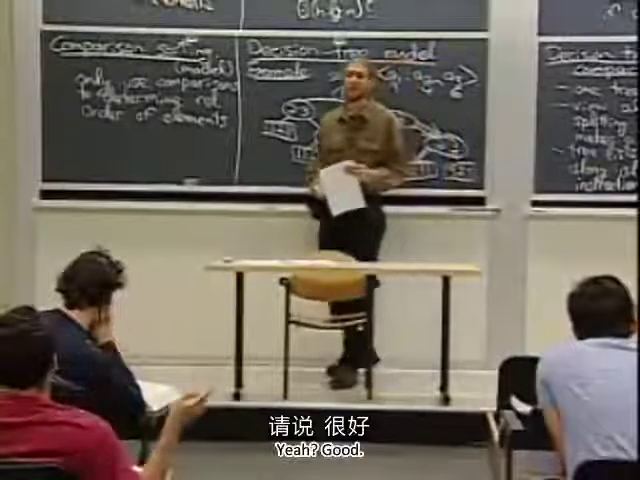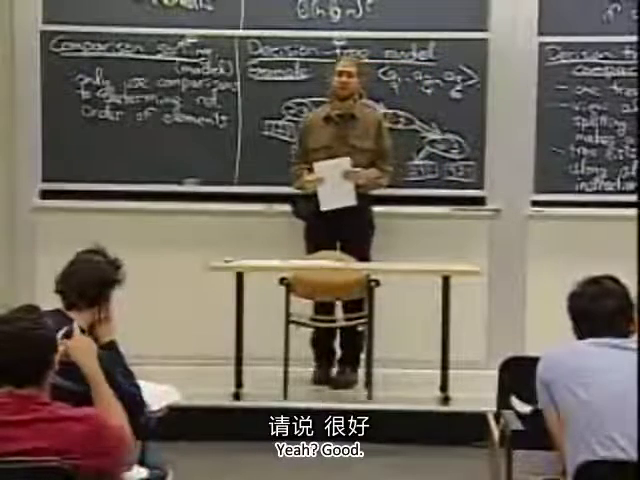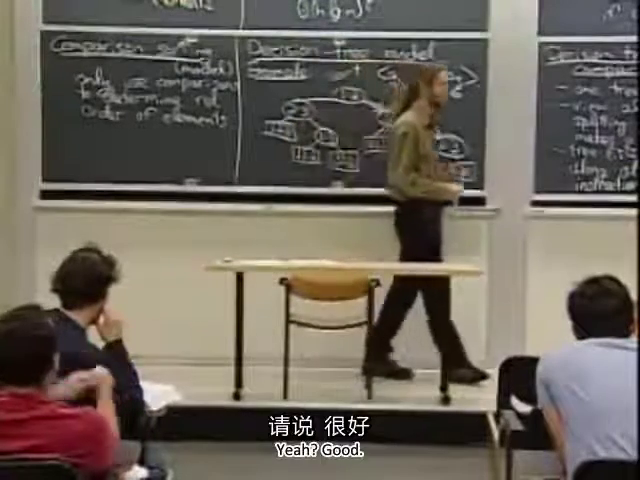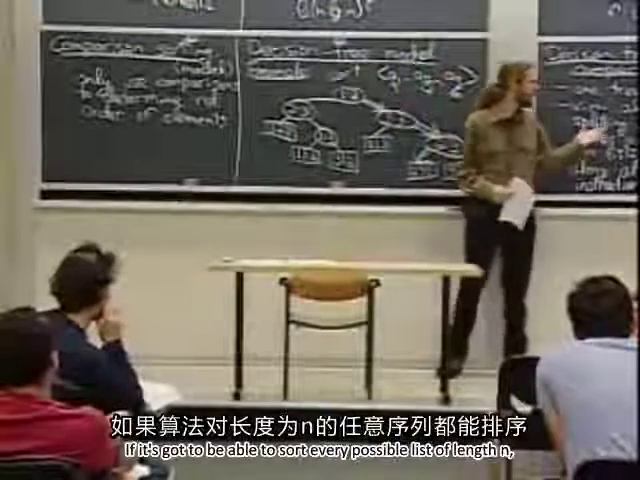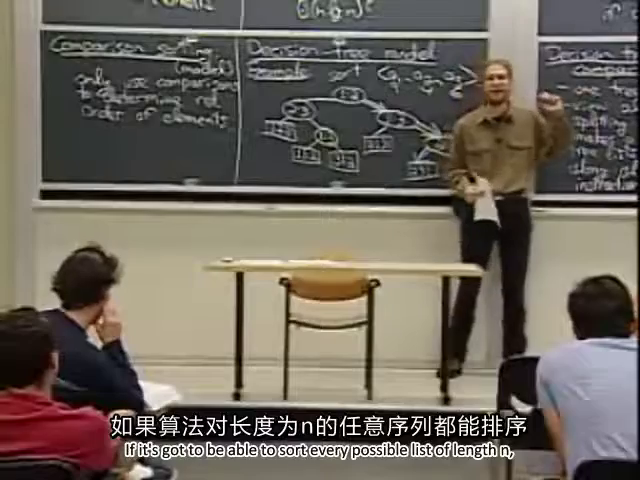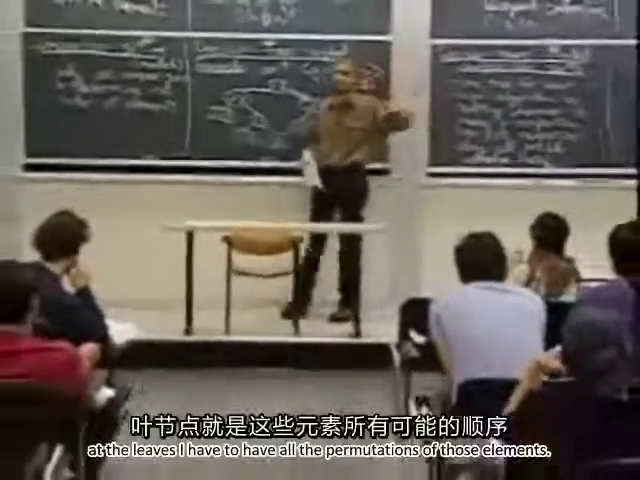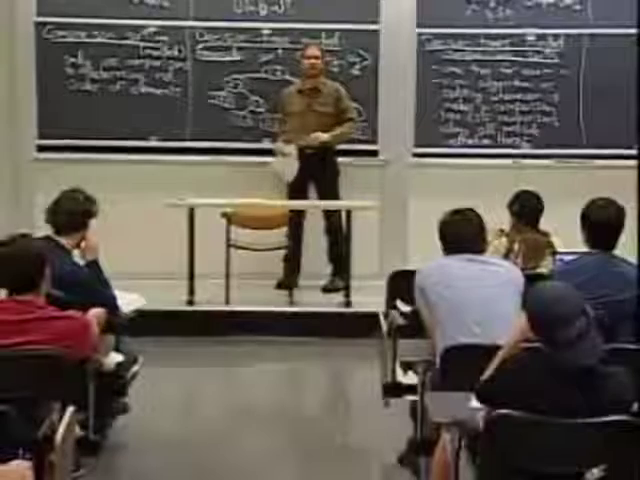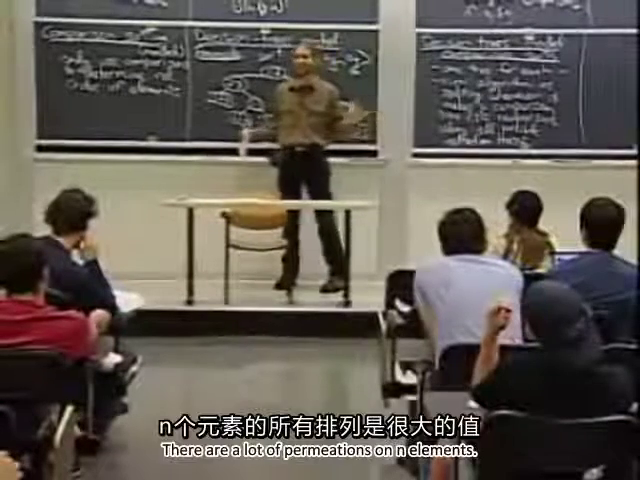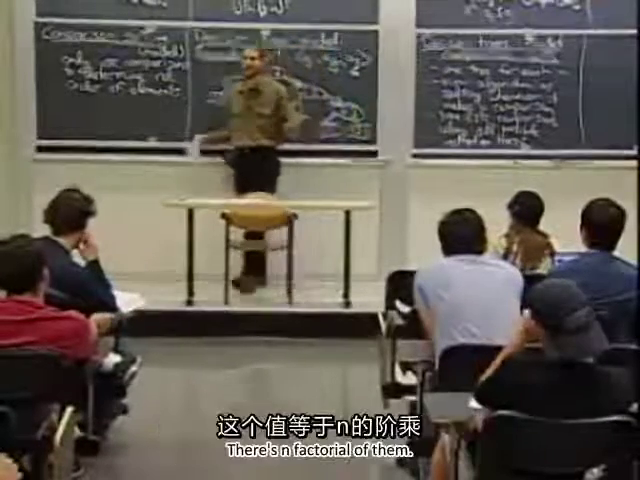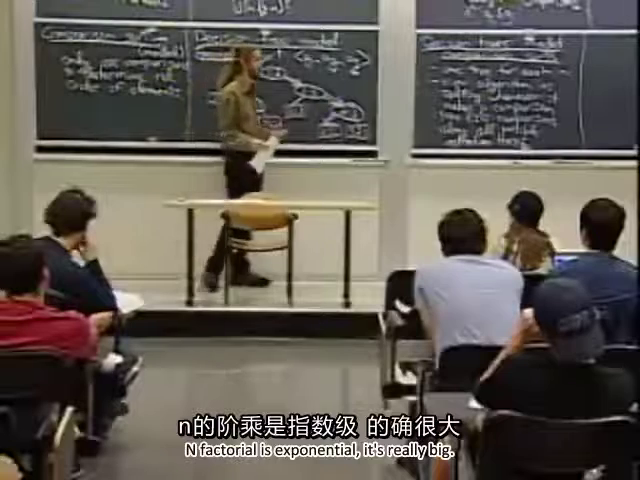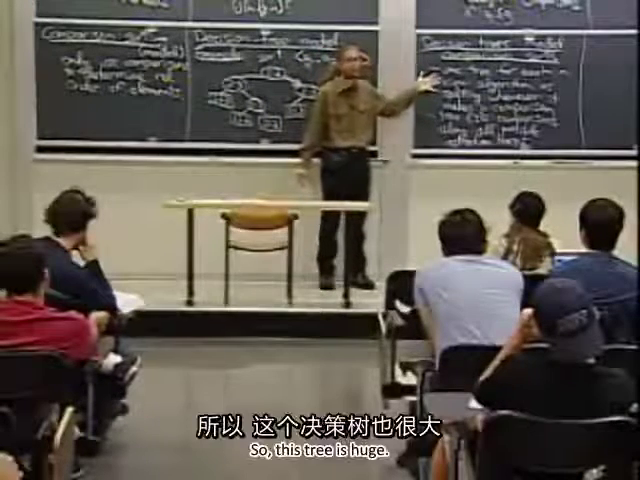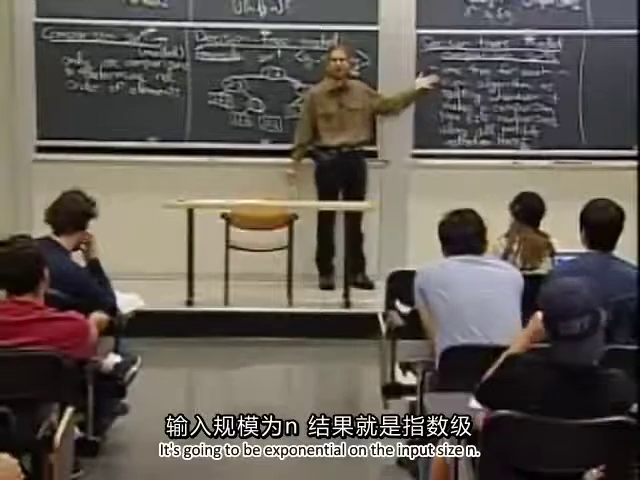Yeah. Well, if it asks to sort any possible list, it's going to have all the permutations of your original. Good. Right. If it's got to be able to sort every possible list of length n, at the leaves I have to have all the permutations of those elements. That's a lot. There's n factorial of them. N factorial is exponential. It's really big. So this tree is huge. It's going to be exponential in the input size n.